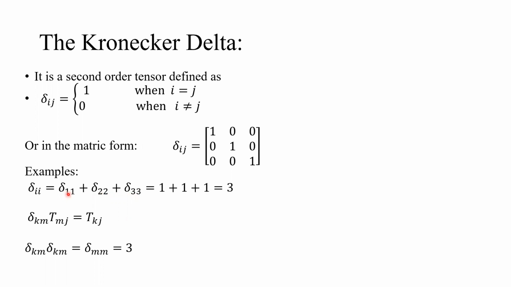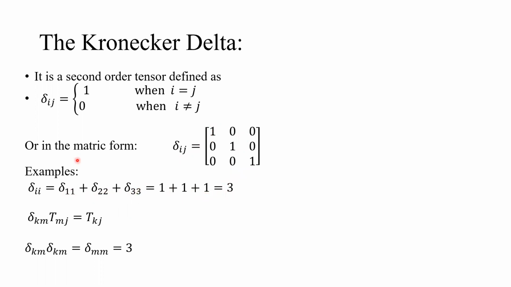What is, sorry, delta 1,1, delta 2,2, and delta 3,3? So what is delta 1,1? First row, first column, that's 1. Delta 2,2, second row, second column. And delta 3,3, third row, third column. 1 plus 1 plus 1 is 3.